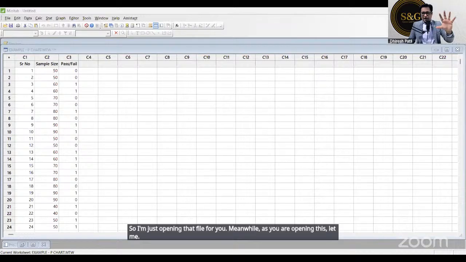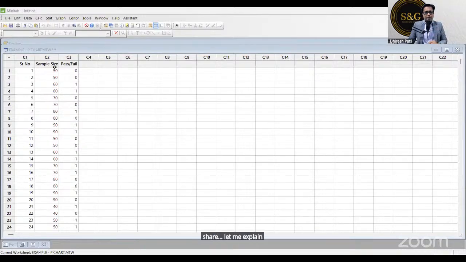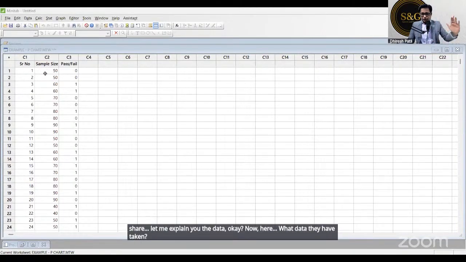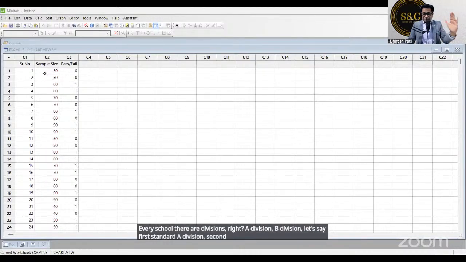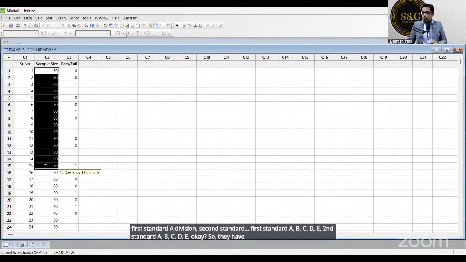So I'm just opening that file for you. Meanwhile, as you are opening this, let me explain the data. Here, what data have they taken? Every school has divisions, right? A division, B division. Let's say first standard A, B, C, D, E, second standard A, B, C, D, E. So they have different classrooms here.